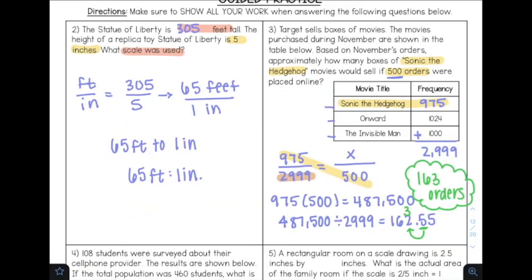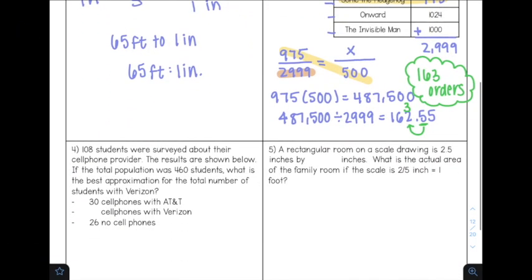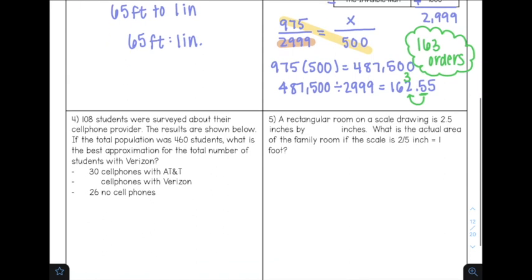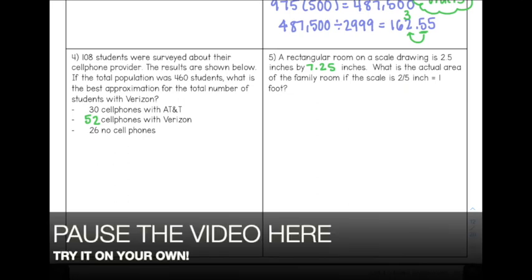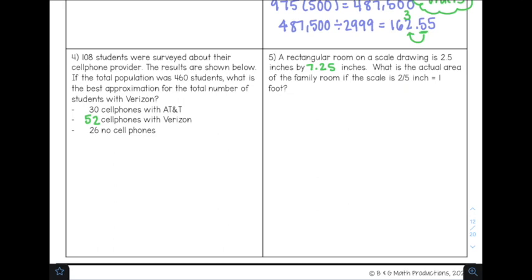Let's get to it. So continuing from our lesson number 5, here is questions 4 and 5. So for number 4 and 5, you're going to do on your own, but before you do that, you need some important information. For number 4, 52 cell phones for Verizon. And then for number 5, you're going to need to know the 7.25 inches for a rectangular room. Pause the video here. Try these 2 on your own, and then we'll come back and check the answers.